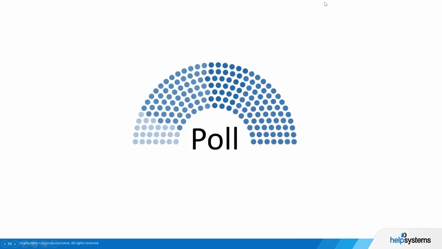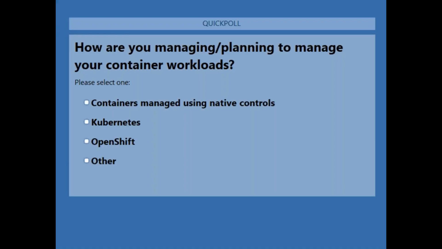Okay, so we're going to have another poll here. This poll is around how you are managing or planning to manage your containerized environment. The first one is containers managed using native controls, so basically using Docker and operating system scripts, etc. The second one is Kubernetes. The third one is OpenShift, and the fourth one is the classical other, which probably entails things like Cloud Foundry, Vityl, etc. It could also be container management workloads available in public cloud, I guess. Okay, I'll give you a few more seconds.